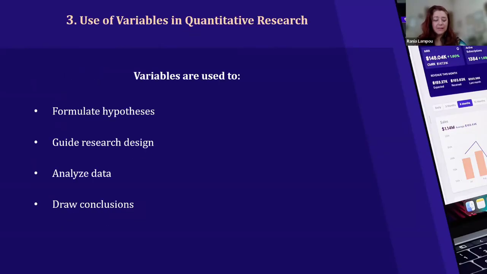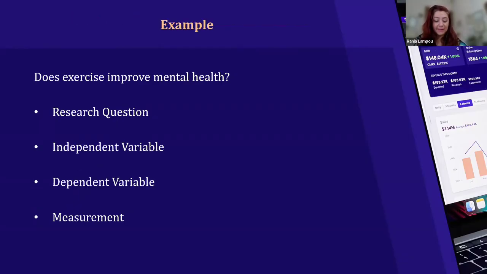And then variables are used in order to formulate hypotheses. For example, higher study time leads to better exam scores. Variables also guide research design. This determines the type of study, experimental or correlational, and how to analyze data. Statistical methods are used to test relationships and differences between variables and draw conclusions based on the patterns, relationships, or effects observed among variables. For example, does exercise improve mental health?